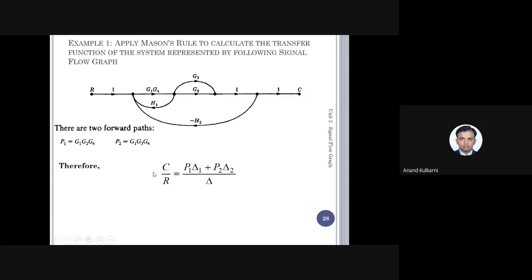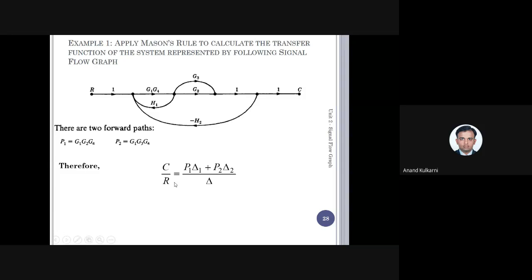Okay. Now in this case, I'll use this P1 delta 1 plus P2 delta 2. Why? Because there are two forward paths. That is, this is one, therefore this. So P1 delta 1 plus P2 delta 2. If there are more forward paths, I'm just giving an example, if there are four forward paths, then it will be P1 delta 1 plus P2 delta 2 plus P3 delta 3 plus P4 delta 4, divided by delta. So this is the second step.